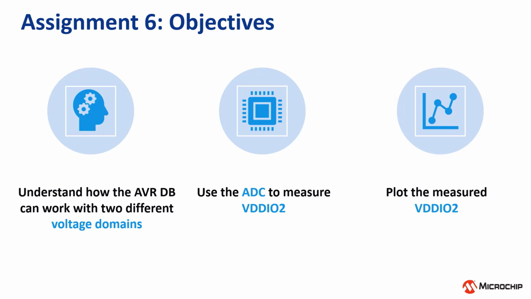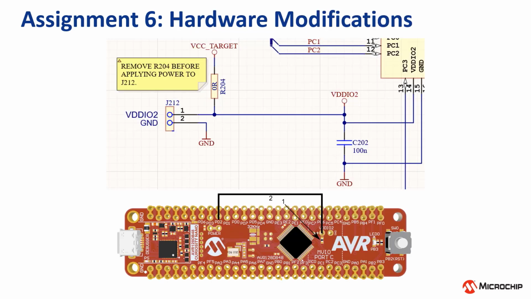Before we can start this assignment, we have to do some hardware modification to the Curiosity Nano board. The first modification we need to do is to solder off the 0 ohm resistor R204, which can be seen down here on the picture of this Curiosity Nano board. The second thing we need to do is to connect the VDDIO2 connector to our second voltage supply, which in our case is the operational amplifier, and the output of OPAMP0 is PD2. So when those two are connected and the resistor is removed, we have done the necessary hardware modifications.